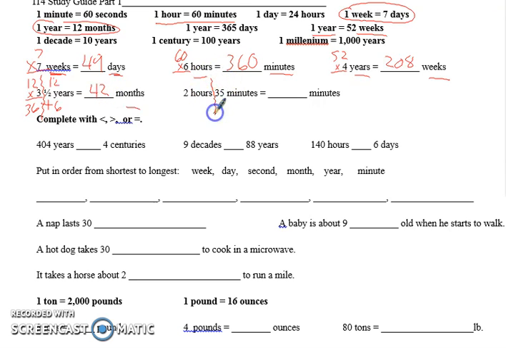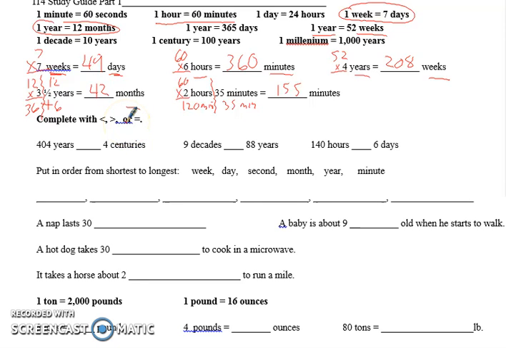Same kind of thing happening here, because I want to get to minutes. So I'm changing the hours to minutes. So 2 times 60 is 120 minutes. This part's already in minutes, so I just have to add them together. 120 plus 35 is 155 minutes.